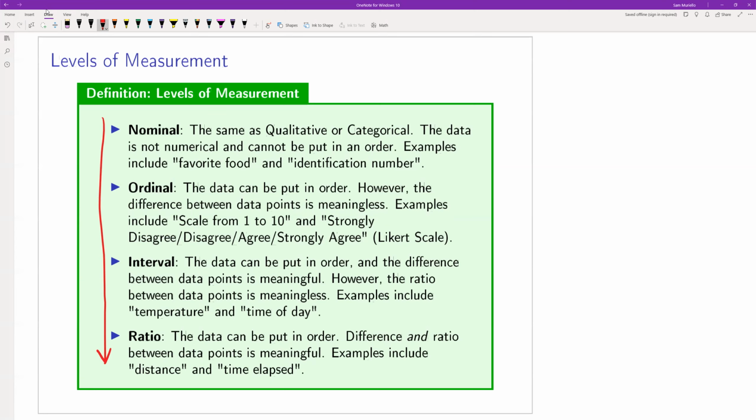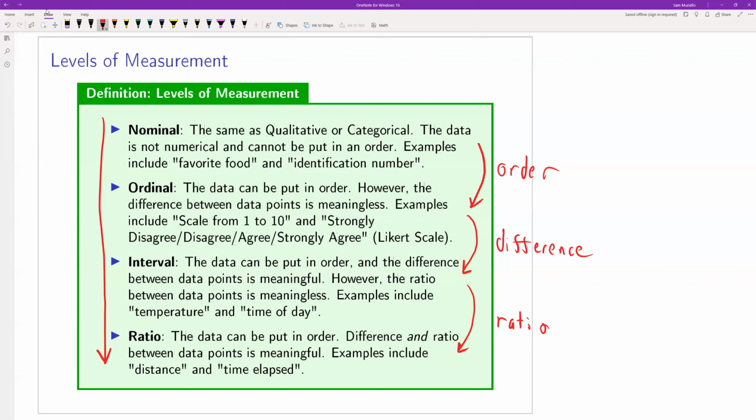So in other words, you can think about for each data something extra that you get. When we go up to ordinal data, what you get extra is an order. Then from going from order to interval, what you get extra is a difference. And then going from interval to ratio, what you get extra is a ratio.